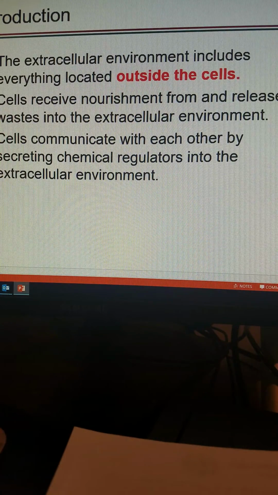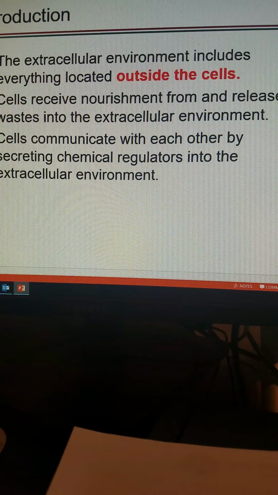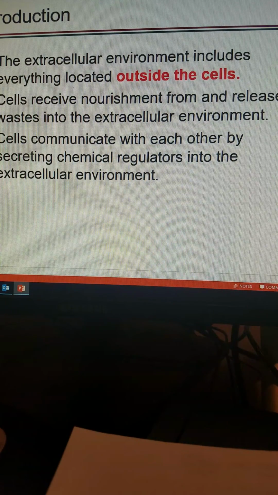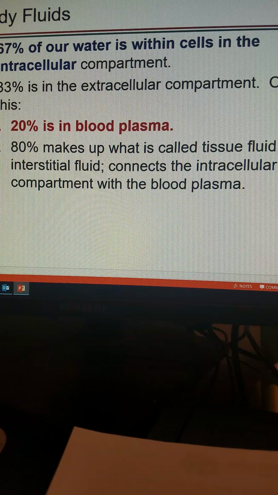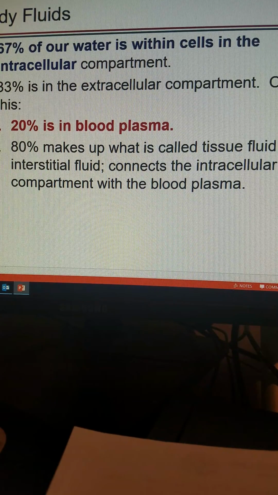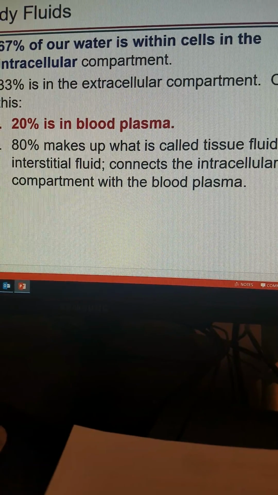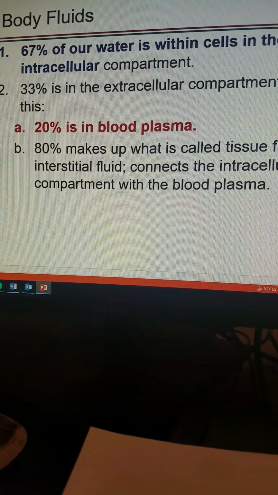So the introduction, the extracellular environment includes everything located outside the cell. And so when we talk about intracellular, it's going to be everything inside the cell. And this PowerPoint is going to talk about how they communicate and how they move substances such as water and molecules throughout the cell. So 67% of our water is going to be found within the cells of our intracellular environment or compartment.